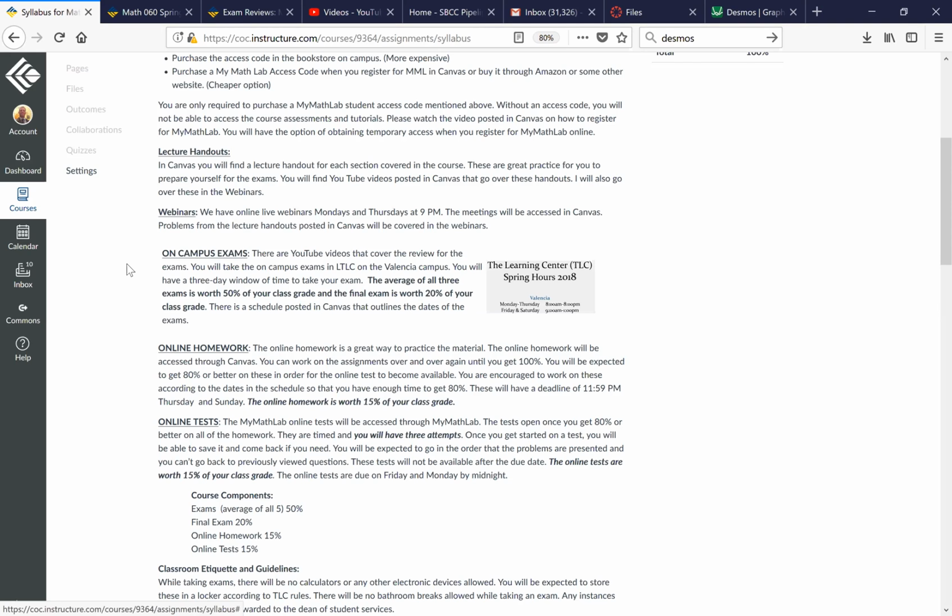You'll have a 3-day window of time to take your exams, Thursday, Friday, Saturday, and the average of your 3 exams is worth 50% of your class grade. The final exam is worth 20% of your class grade. I'll show you the schedule that's posted in Canvas that outlines the dates of the exams. Notice the hours for the Learning Center for taking your exams, Monday through Thursday, 8 a.m. to 8 p.m., Friday and Saturday, limited hours, 9 to 1.